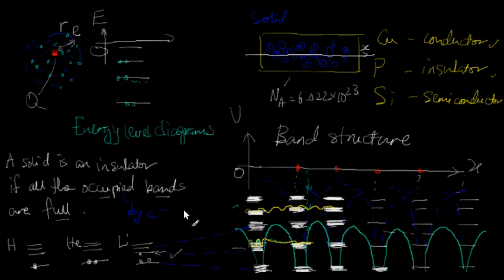If the bands are occupied, it means that all the energy levels in a particular band are full. Like in the case of helium, in the first band, they're all full and the other bands are empty. Now it doesn't mean that the electrons cannot move. It does not even mean that electrons cannot move from one atom to another. There's always a chance they can tunnel through.